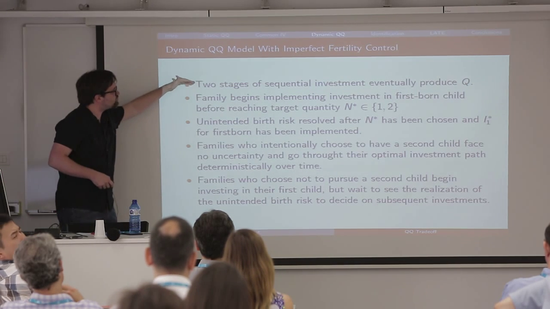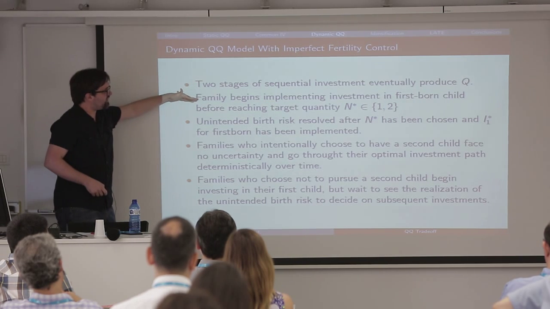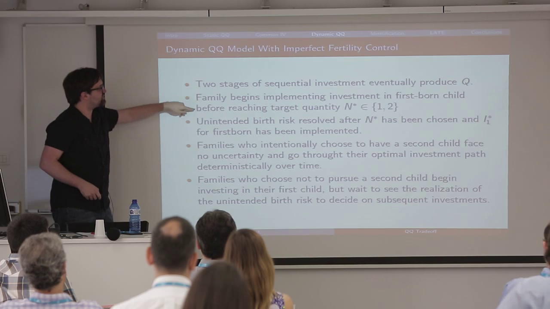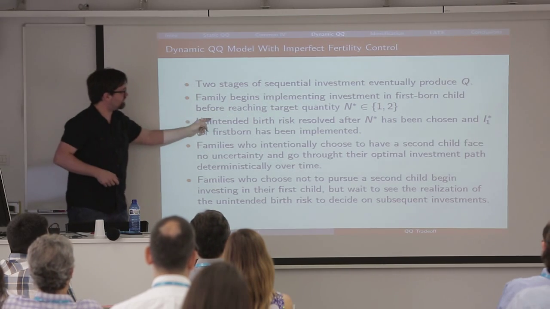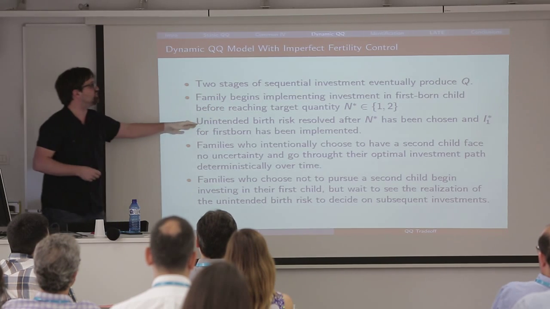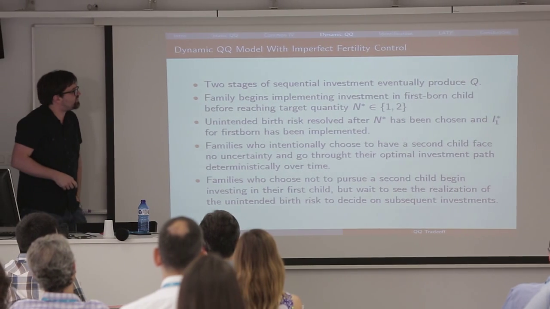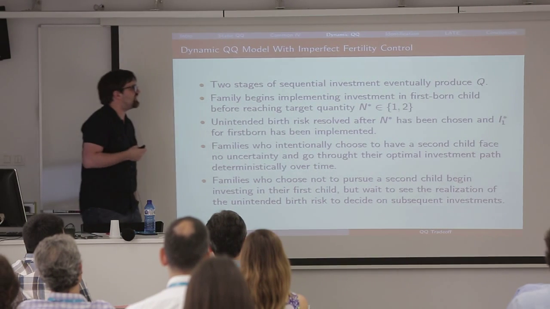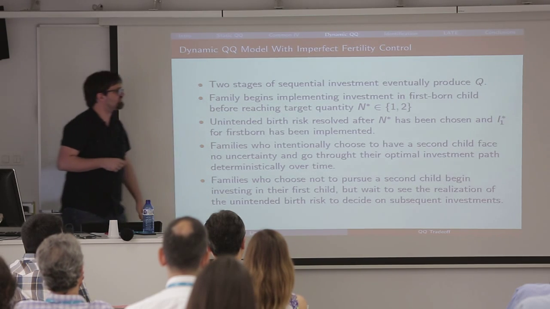So essentially, it has 2 stages of sequential investment that eventually produce Q, and the family begins implementing the investment on the firstborn child before reaching the target quantity when it's 2. Okay, if the target is 2, they start investing on the first kid even before the second comes in, which seems like what happens in reality, right? So the unintended birth risk is going to be resolved after an star has been chosen, okay, and after the initial investment on the firstborn has been implemented.